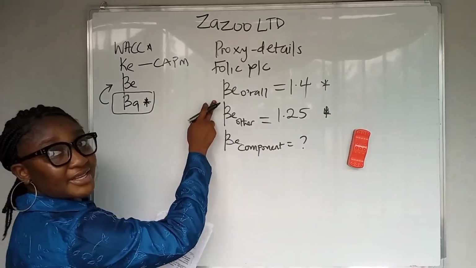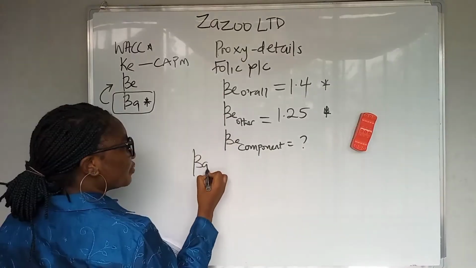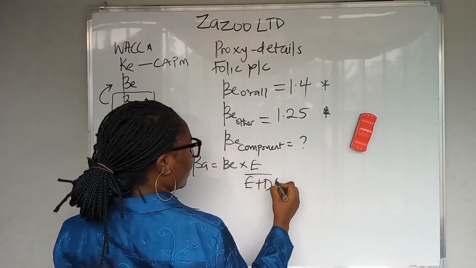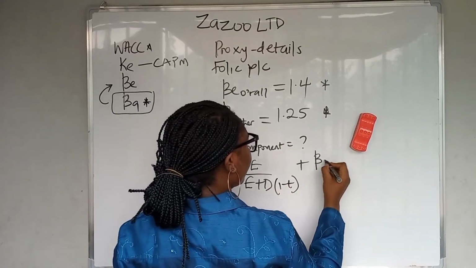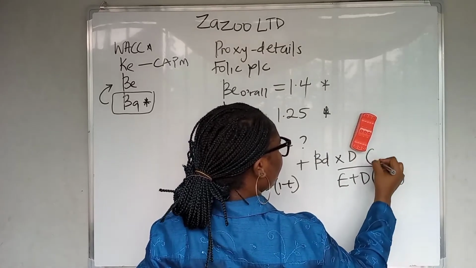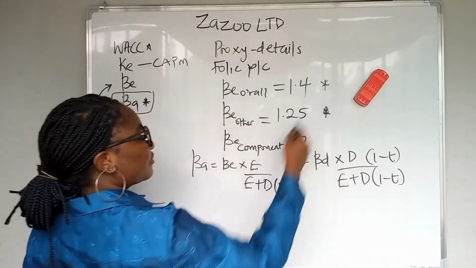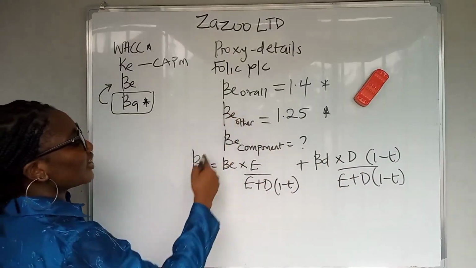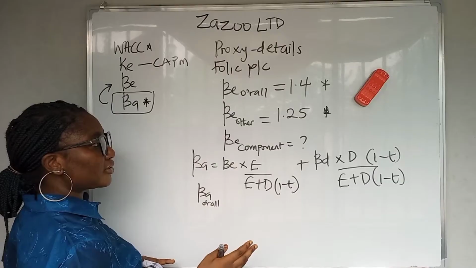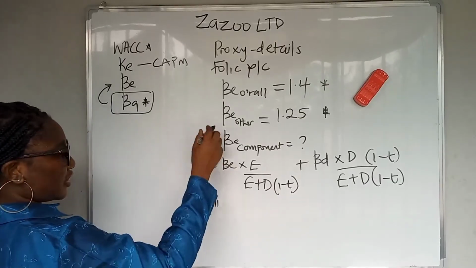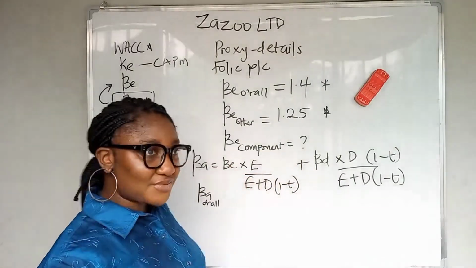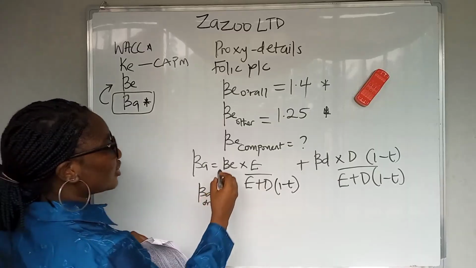So to ungear your beta overall of the proxy company, BA equals BE times E over E plus D into 1 minus T plus BD times D over E plus D into 1 minus T. Remember that this is the formula to ungear. So your BA overall, that's what you're looking for, the whole company. Because the company is divided into different segments, okay? So it's divided into other segments and component segment. And it's component segment business risk that we are looking for. Do you understand?